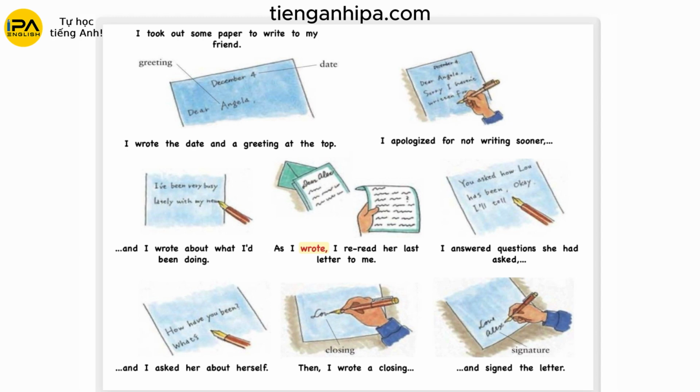As I wrote, I reread her last letter to me. I answered questions she had asked, and I asked her about herself. Then I wrote a closing and signed the letter.